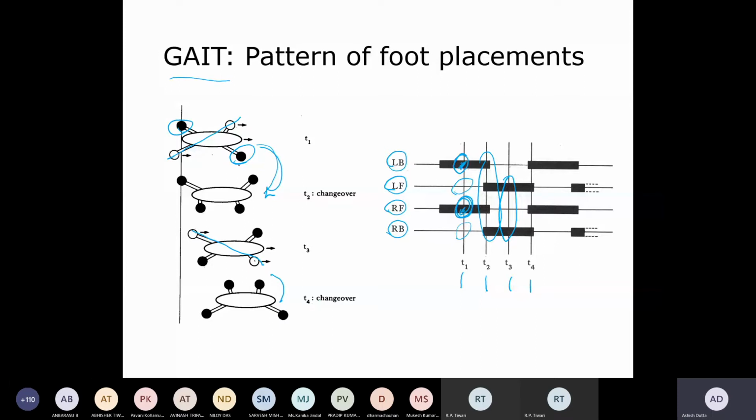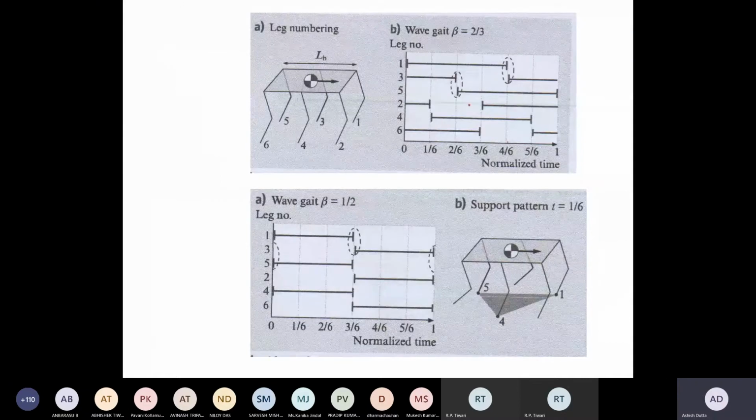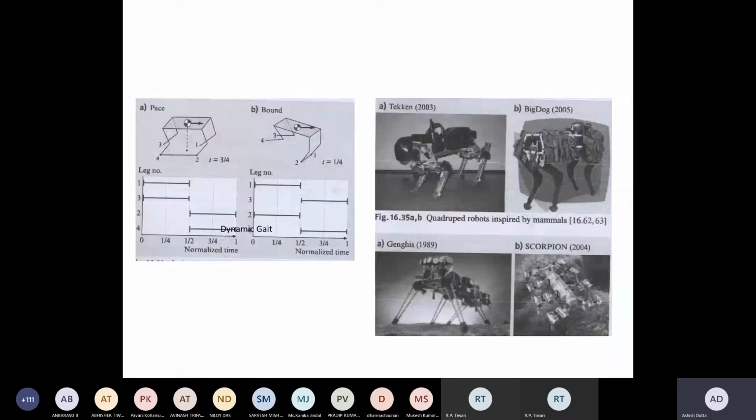So bipeds and quadrupeds walk by using different gait patterns, and the gait patterns can be of different types. For example, at one time you can lift only one leg and move the body forward, or you can move two legs alternately, and if you're running, it can be all legs also. So depending on which gait pattern you're using, the body moves forward. Okay. So these are various gait patterns which can be used for running, jumping, walking by quadrupeds.